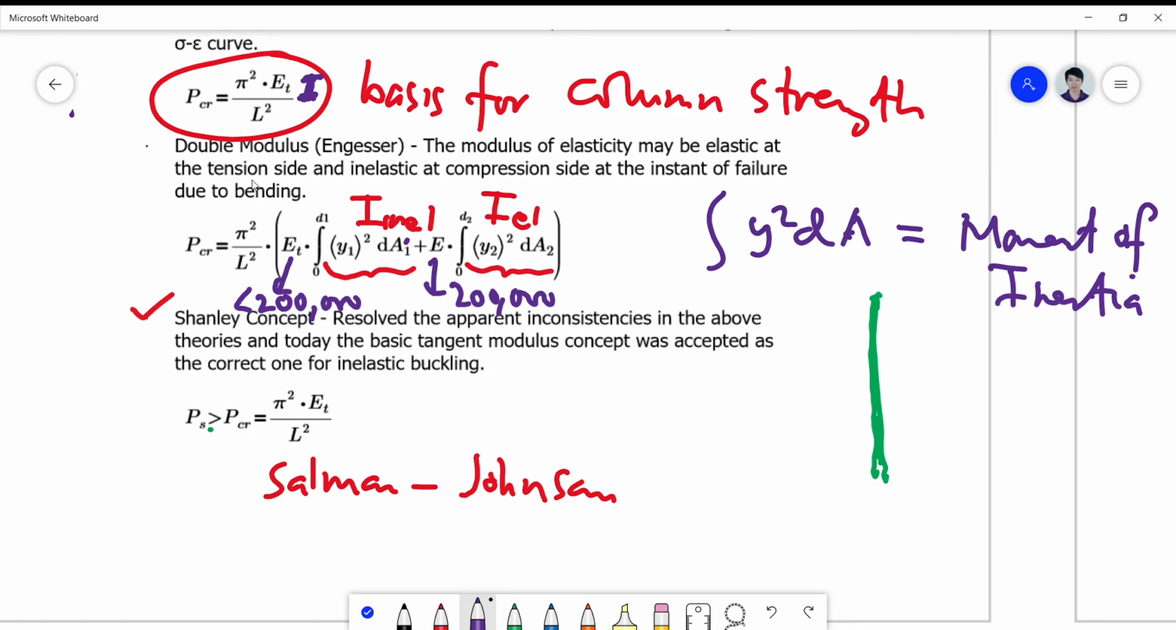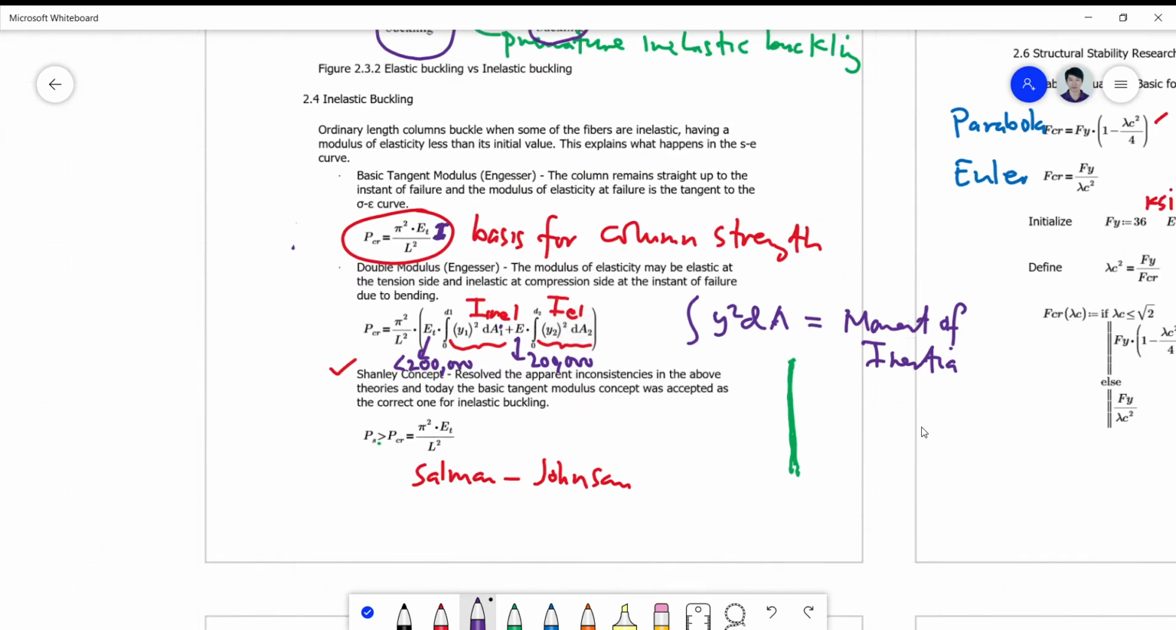So although double Engesser is correct in his equation, it so happened that the value of P_S, considering residual stresses and inelastic behavior, matches very well with the work of Engesser on the assumption of the tangent modulus concept. And this is the one that is now being used by the AISC as the basis for the strength of your column.